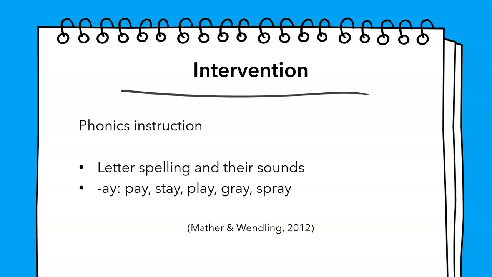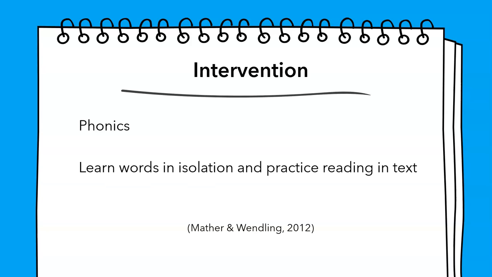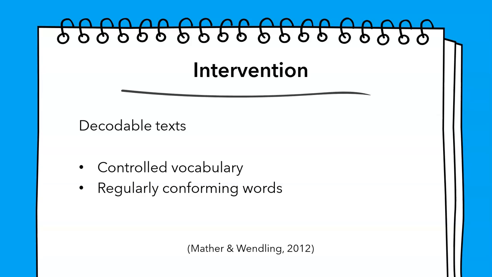They would learn these patterns and these words in isolation, but then they should also have the chance to practice them while reading text. Teachers can provide students with decodable texts, which feature controlled vocabulary and mostly consist of words that conform to the regular phonics rules that the students are learning. This allows students to apply the skills that they're learning in more authentic reading situations. So they need to learn the words in isolation, but then they also need to be actually reading.